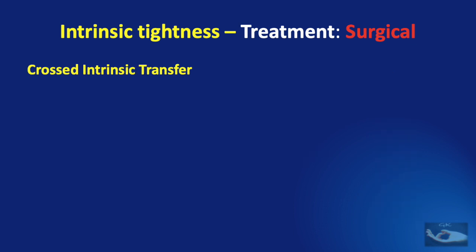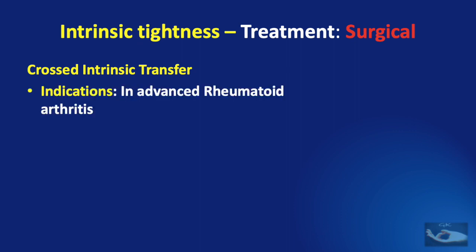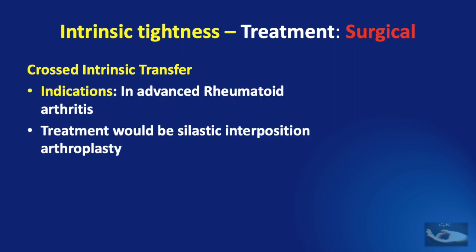Crossed intrinsic transfer is a procedure indicated in advanced rheumatoid arthritis. The actual procedure indicated in this condition would be silastic interposition arthroplasty to correct the problem of ulnarly deviated fingers at the metacarpophalangeal joints. Along with this procedure, a crossed intrinsic transfer is done to maintain the correction achieved by silastic interposition arthroplasty.